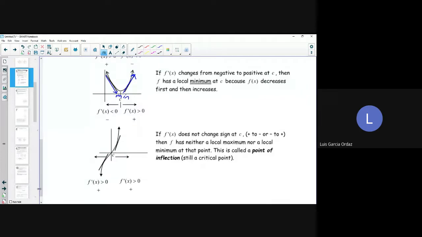And if f prime of x does not change sign, so if it goes up and then continues going up, then there is a point of inflection, which means that it is not a max or a minimum, but there is a slight bend at that critical point.